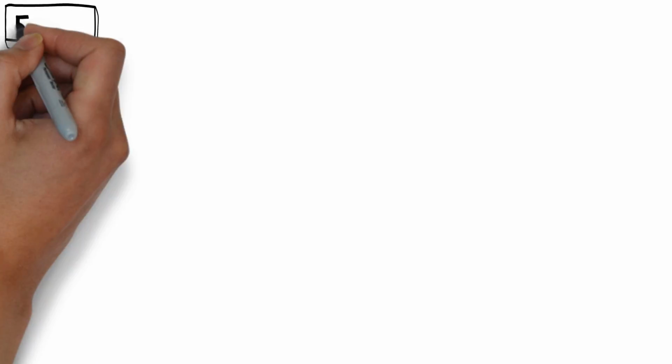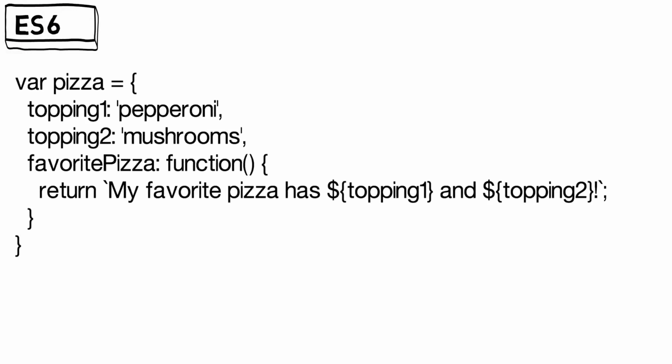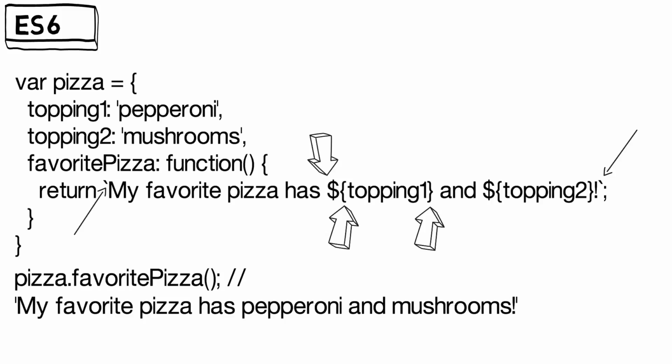Now, let's look at this code again. What we are looking at now will make it much more painless to type and read. Let's look at the property favorite pizza that we assigned our method to. We will use backticks instead of single quotes. Then, we won't have to worry about concatenation with the plus sign, creating spaces with strings, or punctuations with strings. We'll just use the $ sign and curly braces and insert our placeholders of topping1 and topping2. And the results are the same.